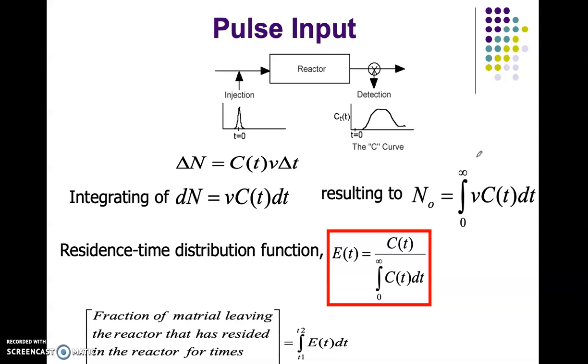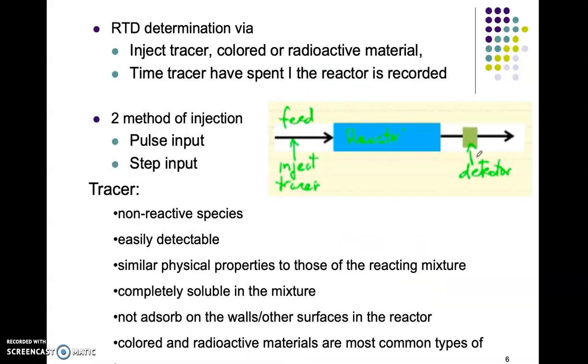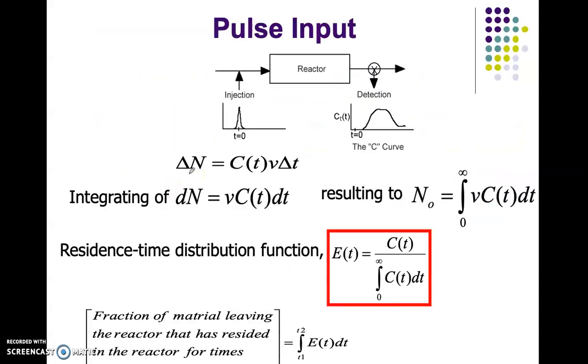Like I said just now, there are two types of injection. One is pulse input, another one is the step input. Two methods of injection, right? So for pulse input, you inject here, and this is at time 0. It will be detected by the detector here, and it will give you a curve over time, from t0 to t infinity.